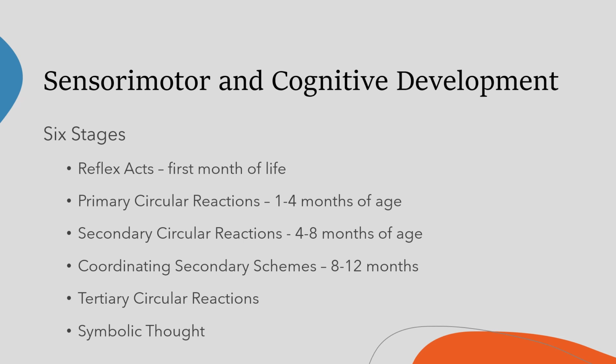The fourth one is tertiary reactions. Stacking blocks, knocking them down only to restack them. It's intentional object and reaction exploration. And lastly, the symbolic thought. The baby now forms a mental representation of an object. This is the ability to hold a mental representation for something that is not physically present.